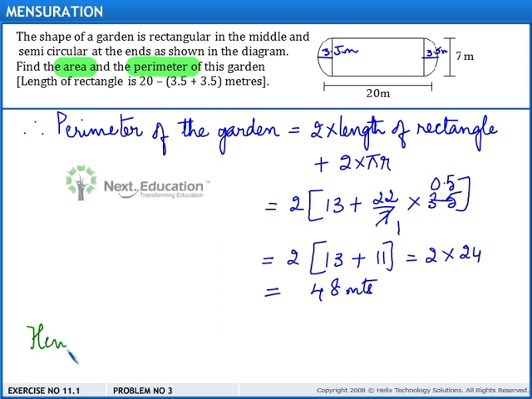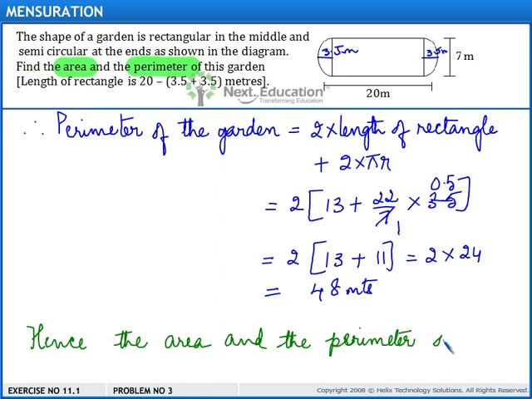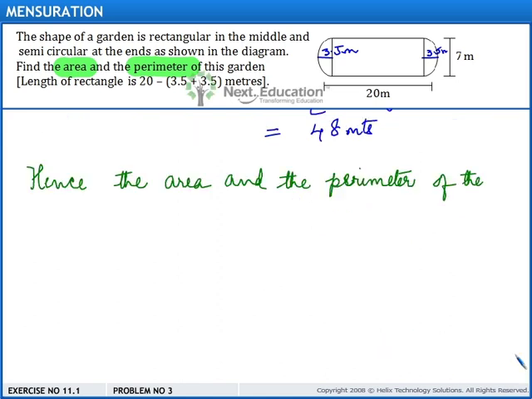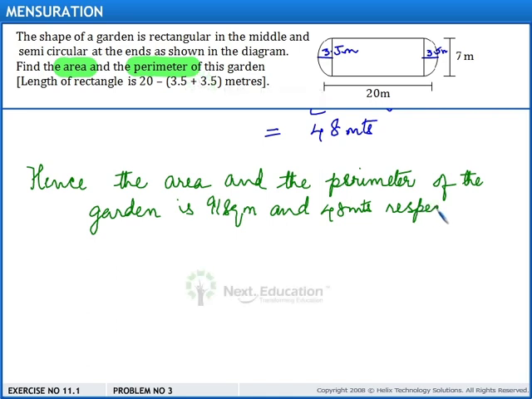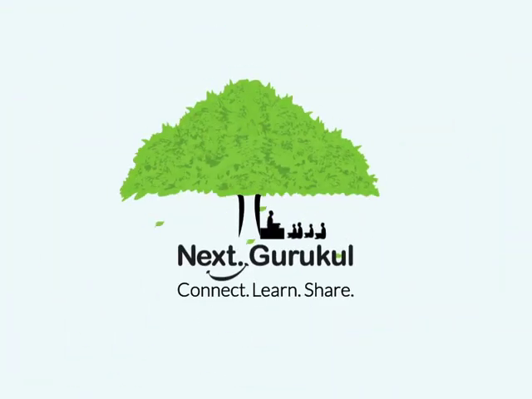Hence, we finally conclude our answer saying that the area and the perimeter of the garden is 91 square meters and 48 meters respectively. So this completes our solution.